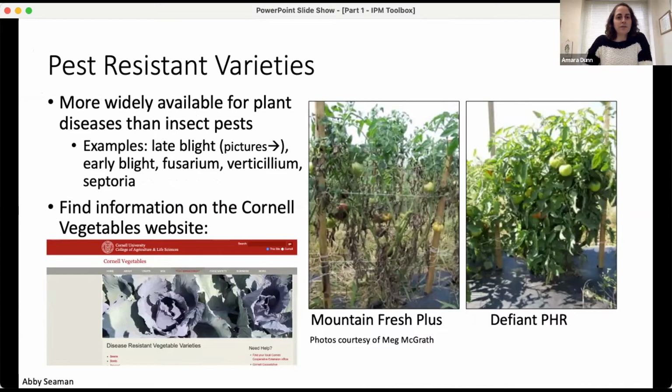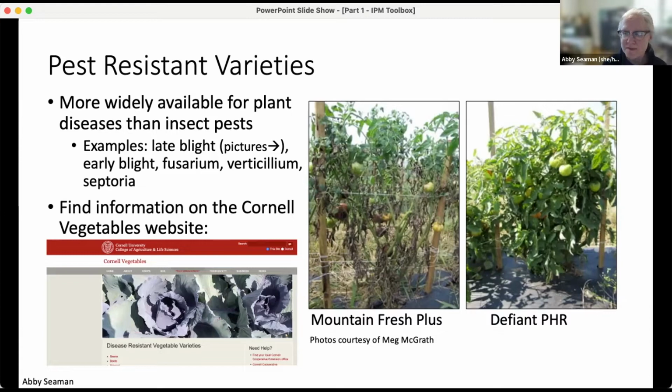Abby's up next with pest-resistant varieties. Good afternoon. So when we're thinking about the varieties that we're going to grow, of course, the first consideration is going to be what we can sell, what our market wants. But after taking that all into consideration, it's important to think about whether there is pest resistance in any of the varieties that you grow, and maybe you could favor those particular varieties.